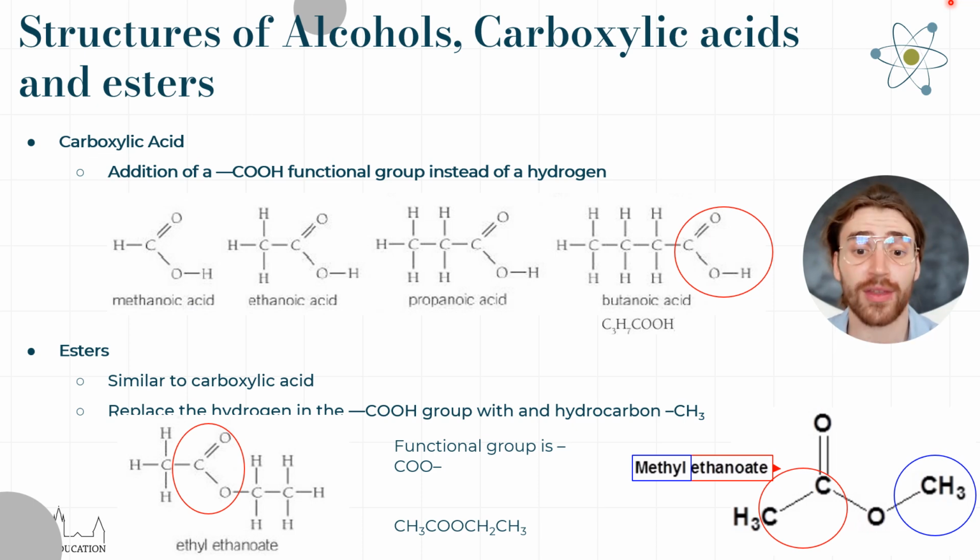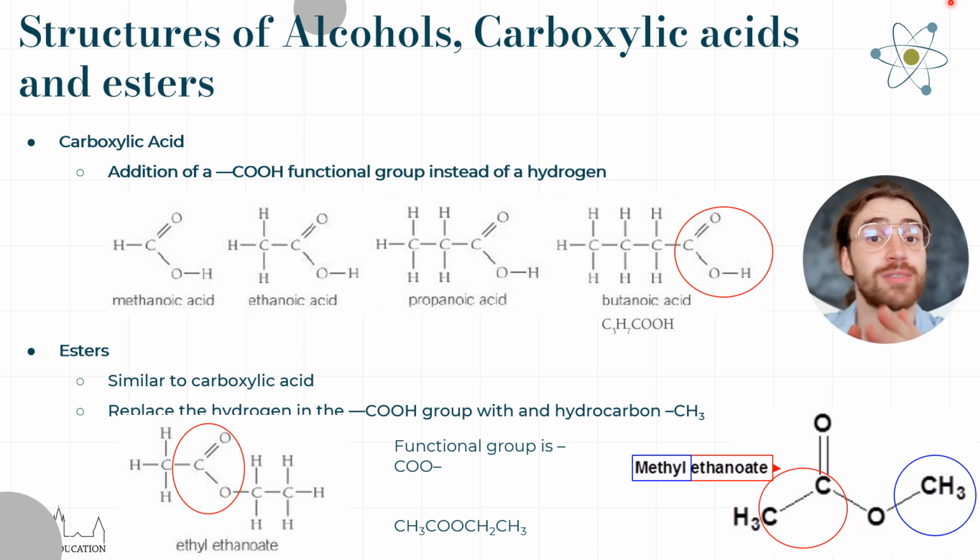Then we're going to be looking at esters, the next homologous series. This is similar to carboxylic acids, but instead of the H at the end of the carboxylic acid, it's replaced with another hydrocarbon. This leads us to the naming of these esters. When we're talking about something like methyl ethanoate, the methyl part is talking about the hydrocarbon that is attached to the single bonded oxygen, so the hydrocarbon that replaced the hydrogen of the carboxylic acid functional group.